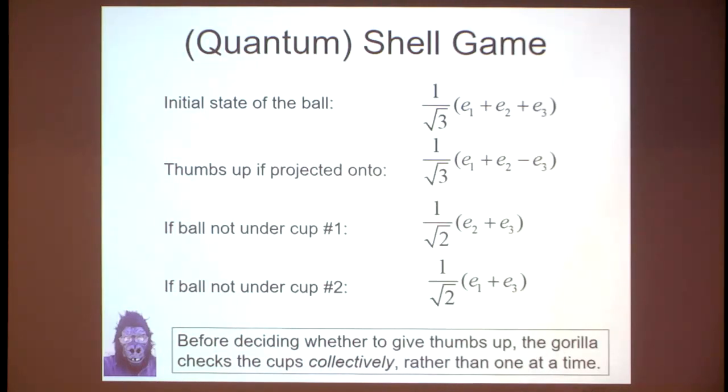And so the key thing is that when you don't see the ball under cup number 1, this vector is orthogonal in this three-dimensional space to this one. We can just calculate the dot product of the two, and we know E2 dot E2, their unit vectors, is going to be 1, and so is E3 dot E3, but there's a minus sign. So they're pointing in orthogonal directions. And that means that if the ball wasn't under cup number 1, the gorilla would never be able to do a thumbs up, and same thing if it's not under cup number 2. So that's how it works.